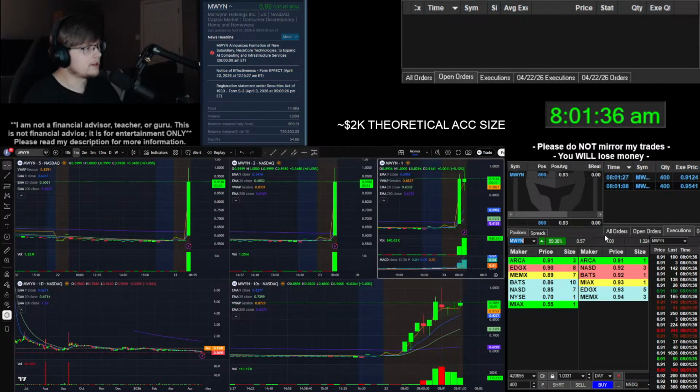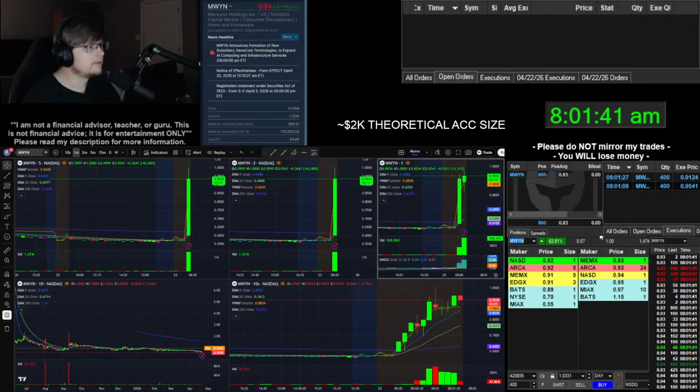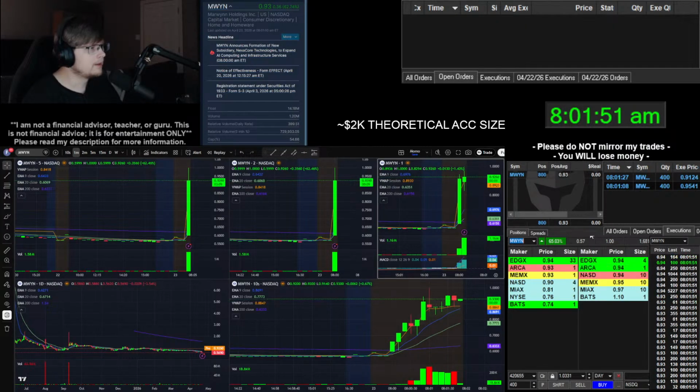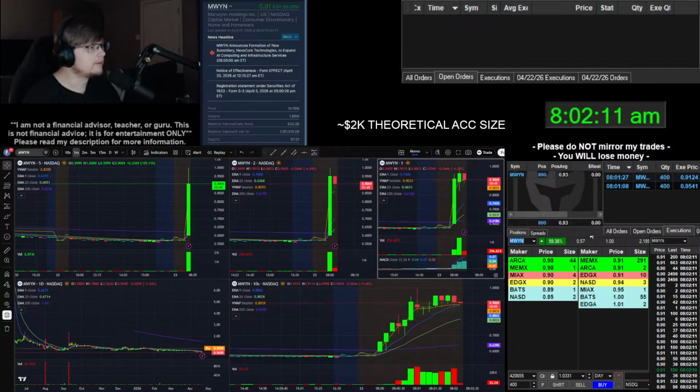The higher float, but it's got an AI headline. And it's moving a little bit quickly. We're kind of stalling out up there a little bit. I'm going to try and take some profit as it nears $1 here. Kind of having a bit of a battle.